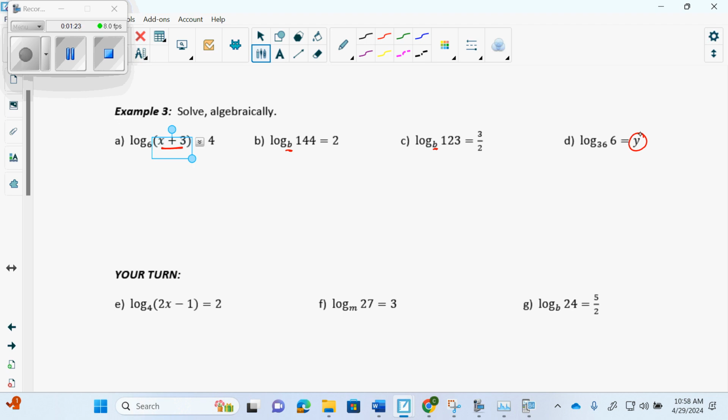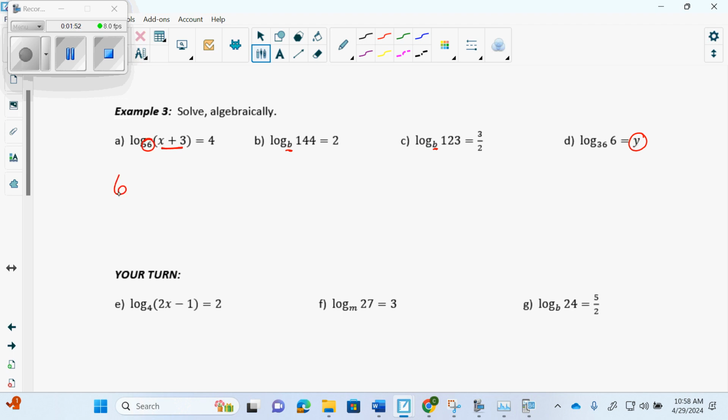So I see here that I have an x locked beside my log. Does everyone see that? I should immediately think, how can I fix this problem so that I can do grade 7 to 11 math? I have to convert it to exponential. Okay? Now, how do we convert to exponential? Let's talk about it. The base of my log became the base of my exponent, correct? So what's the base of the log? It's 6. It's right here. So the base of my log is 6.